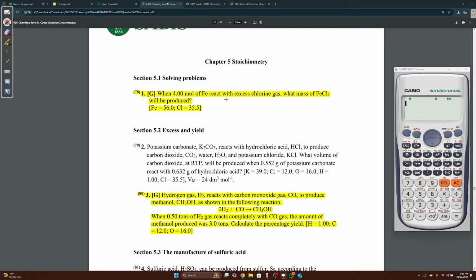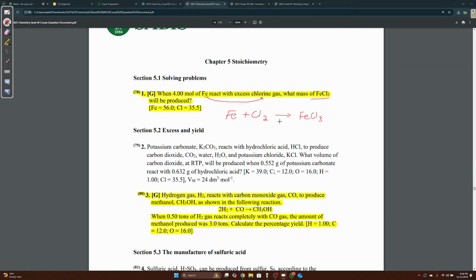Okay, when 4 moles of Fe reacts with excess chlorine, what mass of FeCl3 will be produced? To do this, you need to write the equation. You have Fe reacts with chlorine gas to produce FeCl3. So always write the equation whenever it's like this. These questions never come in the exam like this, but if you ever get something ambiguous, you have to write the equation. Some people might ask why I put Cl2. It's because chlorine gas is always Cl2.